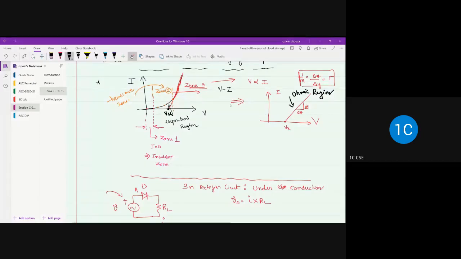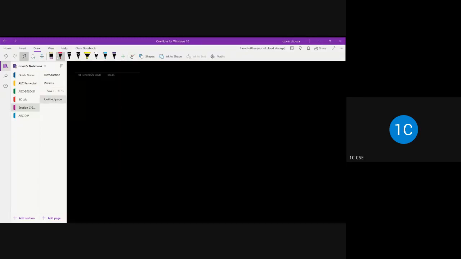Probably you can explain the examiner with this graph. All right. Fine then. Okay. So let's go ahead.